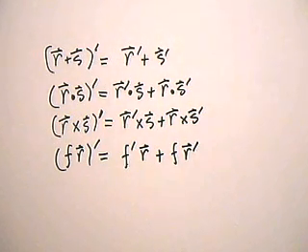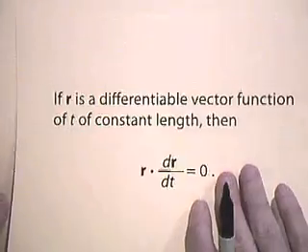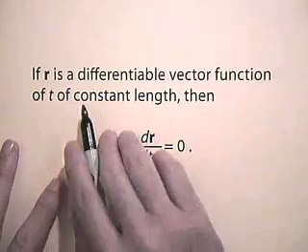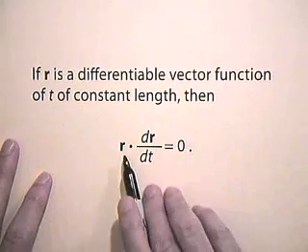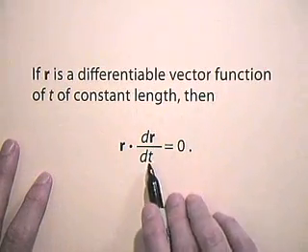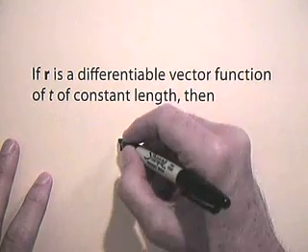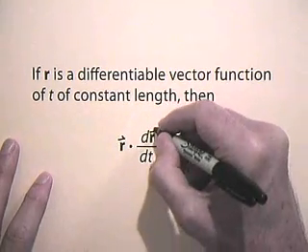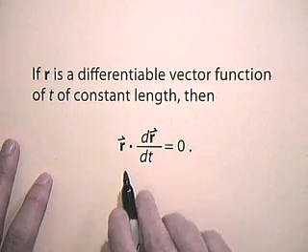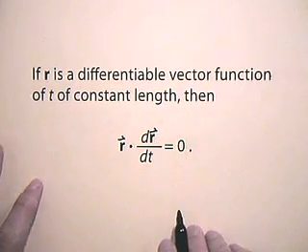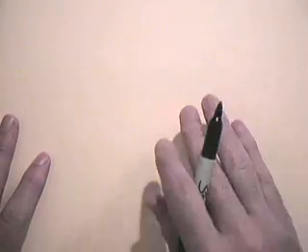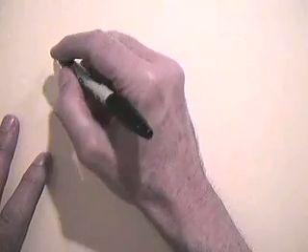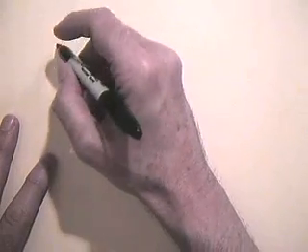For instance, a very interesting fact which we can derive from that is that if r is a differentiable vector function of t of constant length, then r dot dr/dt equals 0. Let me put a little arrow on that just to emphasize this is vector functions here. And this is a useful fact to observe because it follows directly from the product rule for differentiating dot products.